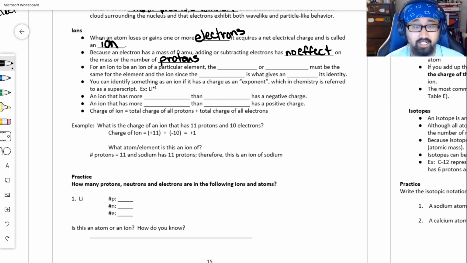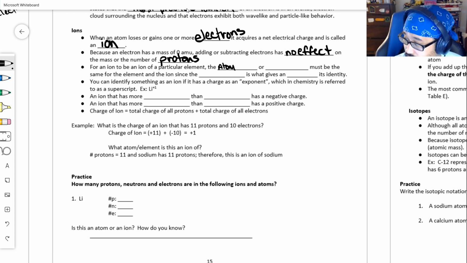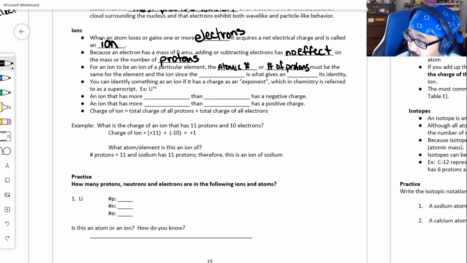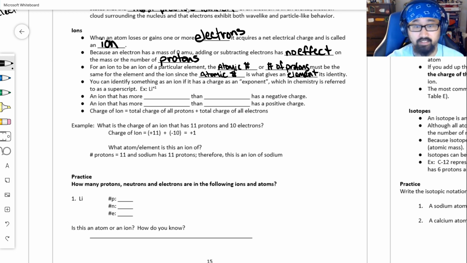In order for an ion to be an ion of a particular element, the atomic number, or the number of protons, has to be the same for both the element and the ion. Because an element's atomic number, its number of protons, is what gives that element its identity.